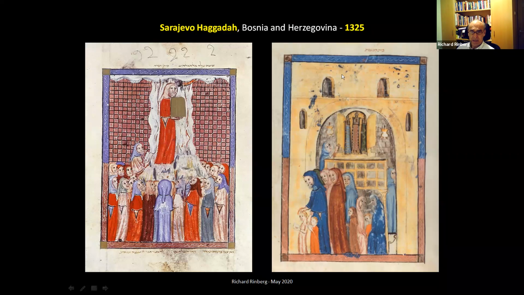And then a little bit later than 1300, 1325, and this year, for those who saw the talk I gave on the Sarajevo Haggadah, again, from a Catalan, you can see they're dressed in Catalan type outfits from Spain, pre-expulsion Spain. There's Moshe taking the luchot. You can see the shape, the 2 of them.